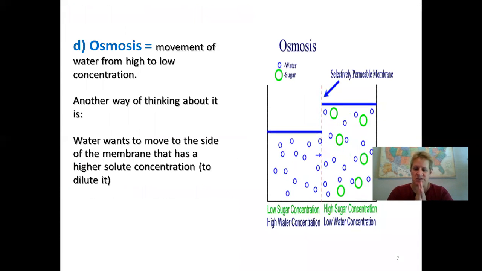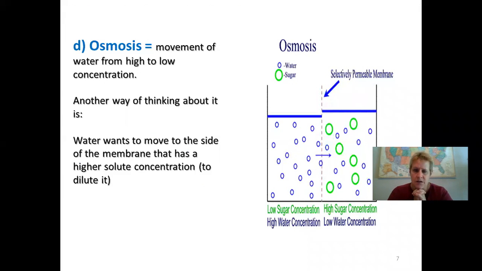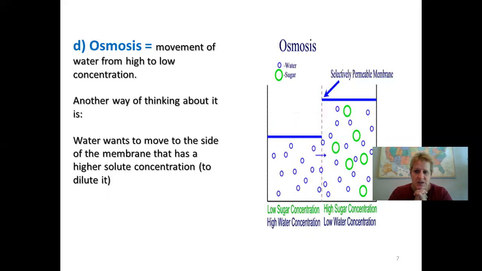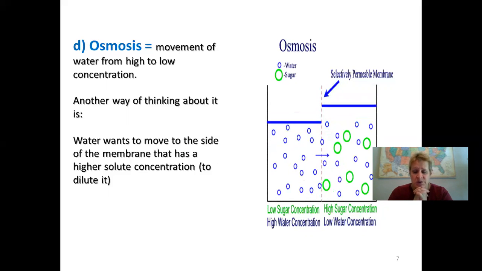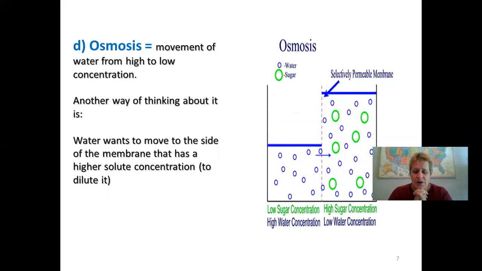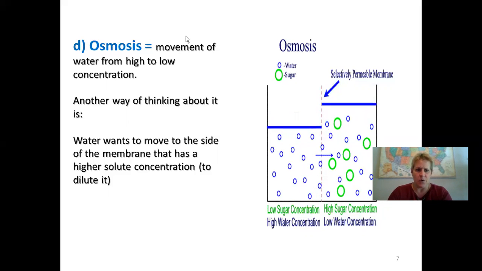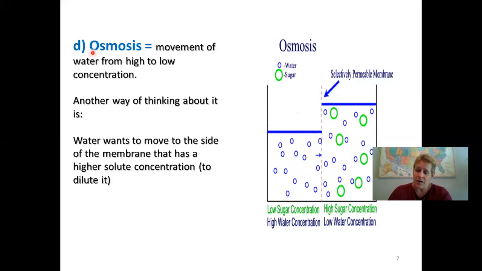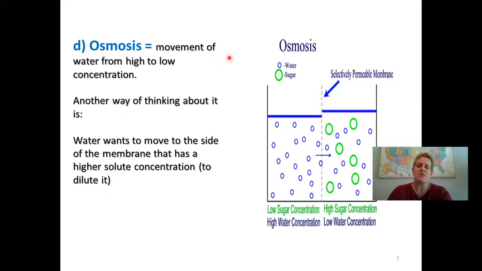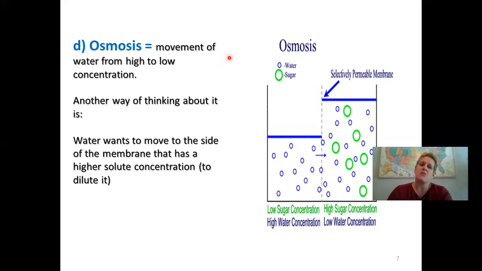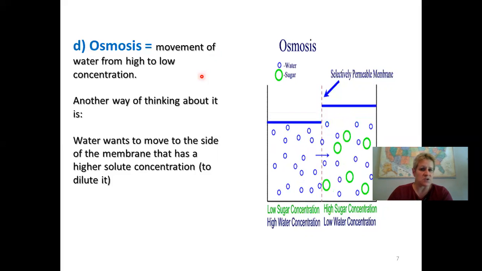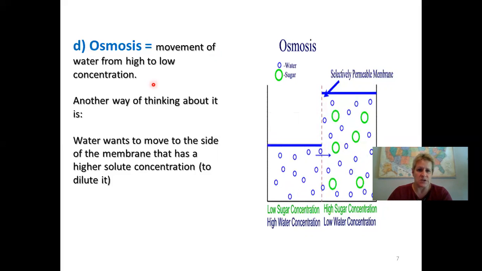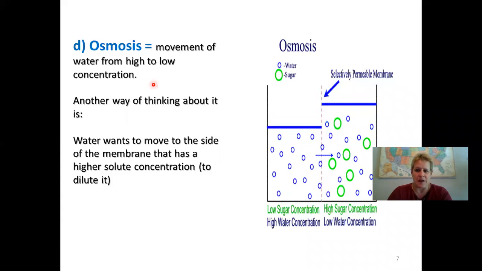Okay, osmosis. We're going to have an entire lab based on osmosis and diffusion of particles across the membrane. So when I think of osmosis, I look at the O in osmosis and I think H2O, water. Osmosis is the movement of water across a membrane from where the water is in high concentration to where it's in low concentration. Well, here's another way of thinking about it.